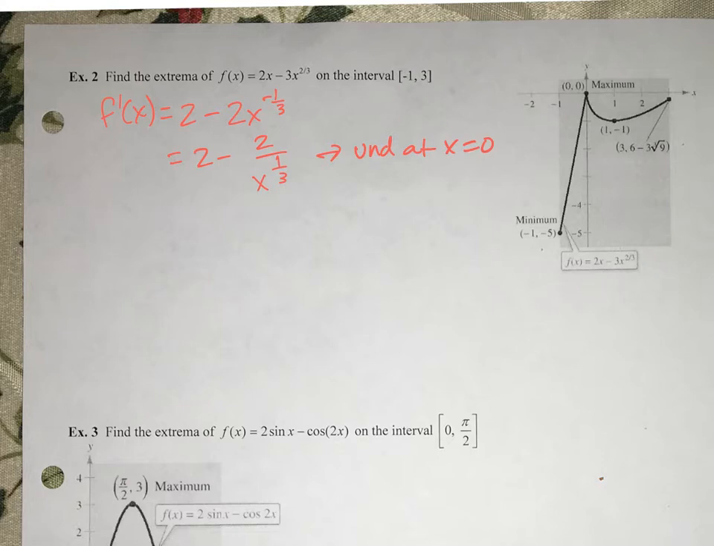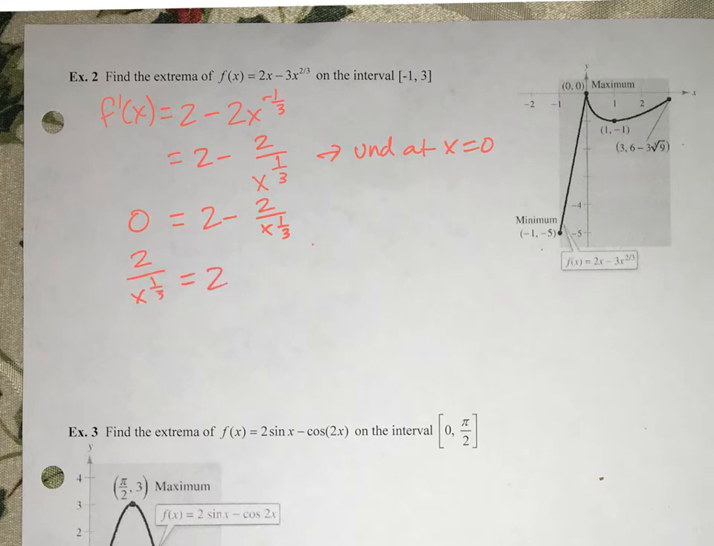So let's do a little bit of thinking here. When would this derivative be equal to 0? So I'm going to just take the derivative and set it equal to 0. So that would be 2 minus 2 over x to the 1/3 power. And then I'm going to add that x term to both sides and just write it as 2 over x to the 1/3 is equal to 2.